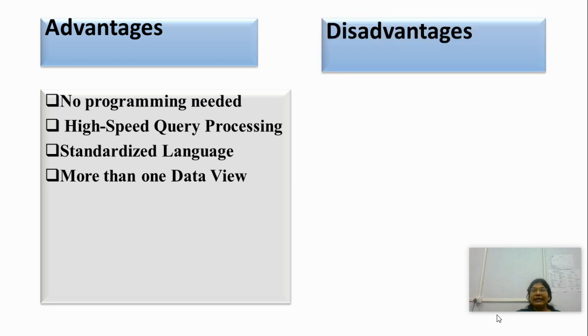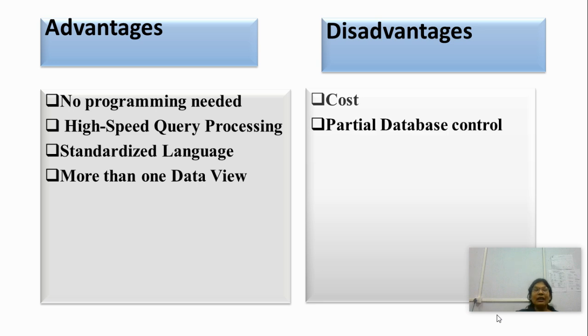Now coming to the disadvantages. There are a few disadvantages, of course. The first point is cost, the second point is partial database control, and the third point is complex interface. So what is the meaning of cost here? Actually, the operational cost of some SQL versions is very high. That's why some programmers cannot use Structured Query Language.